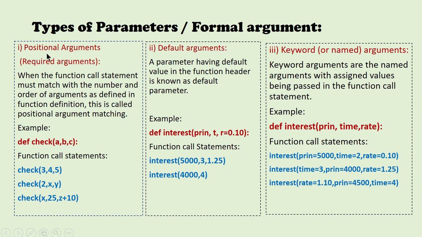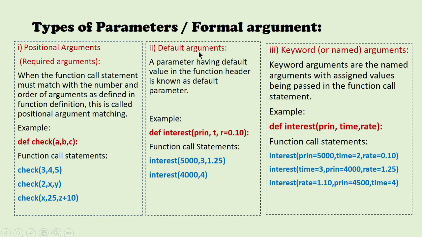That is why it is called positional arguments or required arguments. So here, if there are 3 parameters, then you have to call the function with 3 arguments mandatorily. You cannot call the function with only 1 or 2 arguments. check(3, 4): can you write the function call statement like this? No, you cannot, because it requires 3 arguments. That is what we call positional arguments or required arguments. Those are all mandatory arguments.